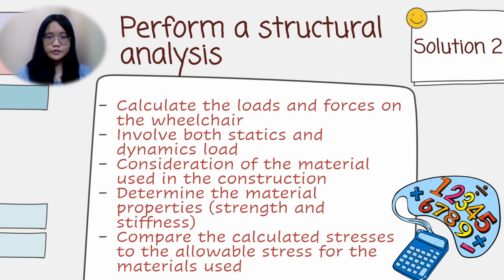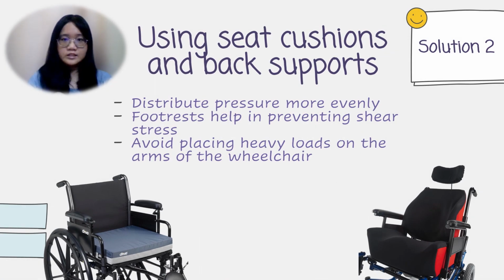The solution to the shearing stress is to perform a structural analysis. Firstly, calculate the loads and forces on the wheelchair. This may involve both static and dynamic loads. Next, the material used in the construction should be taken into consideration. Next, determine the material properties such as strength and stiffness. Lastly, compare the calculated stress to the allowable stress for the materials used. Another alternative is using seat cushions and back supports. This may distribute the pressure more evenly, and the footrest also helps in preventing shear stress. Next, users should also avoid placing heavy loads on the arms of the wheelchair.